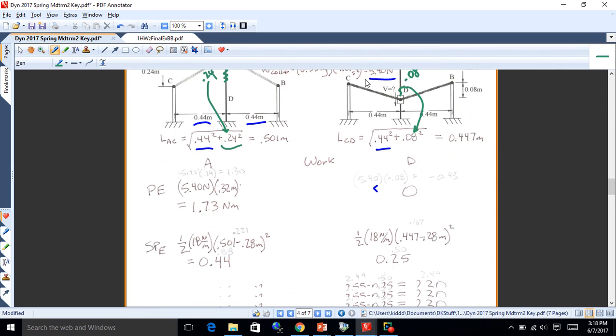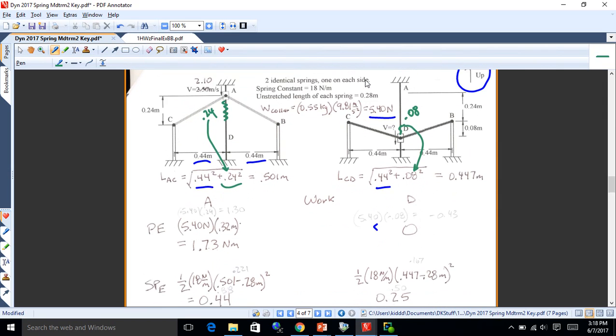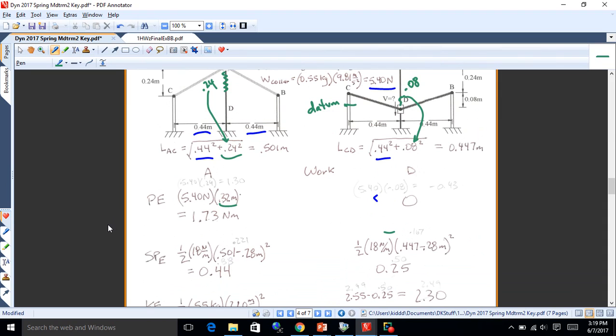All right, so that gets you the length of the springs. Now you could do this in different ways. I tend to call the lowest point datum. Didn't have to do it this way, but that's how I do it. So that's going to give me a 0.32 meter height there times the weight, 5.4, so that's 1.73 for potential energy. Now if you called datum right here in the middle, which you could have done, this would have been 1.3 because it would have had a height of 0.24. And this would have been negative, which is important. That has to be a negative 0.43. In either case, the difference is 1.73, so it's fine.